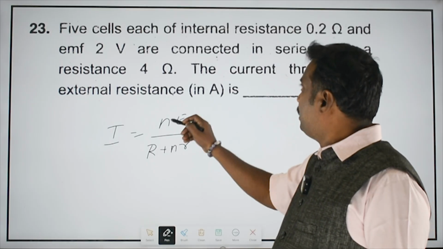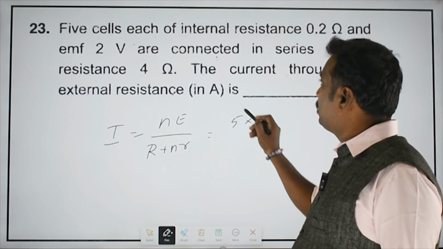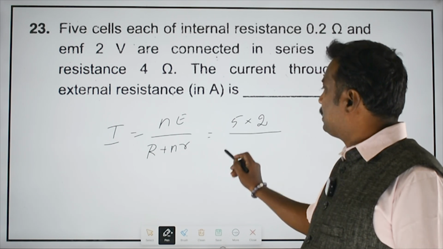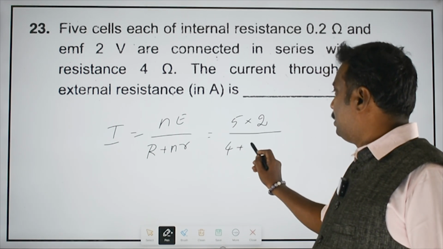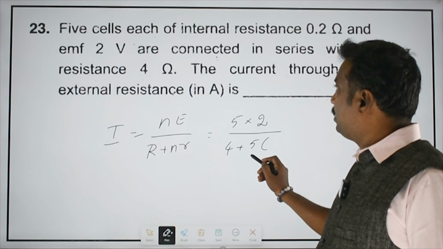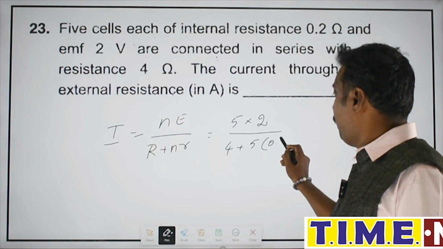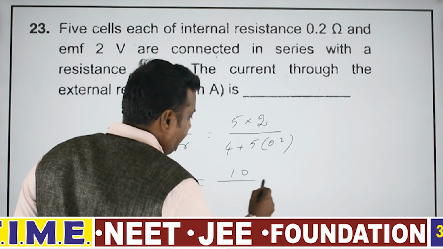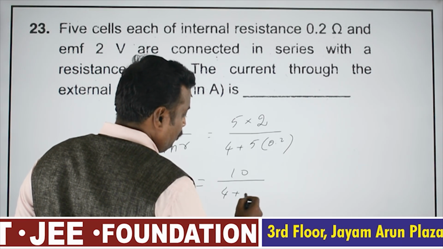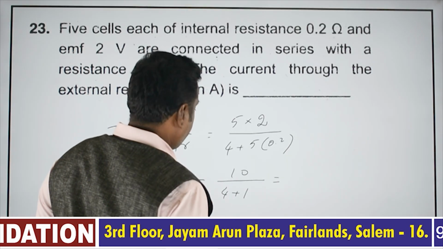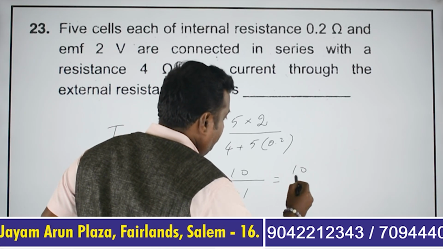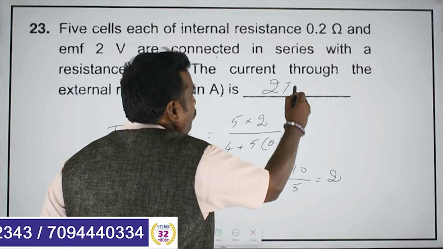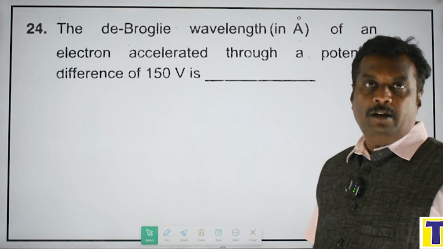So let me do it. N, the number of cells, is 5. The EMF of one cell is 2 volt, so I put 2. Capital R value is 4 plus 5 into r, whose value is 0.2, right? So what will be our answer? 5 into 2 is 10. 10 divided by 4 plus 5 into 0.2, which is 1. 10 by 5 is 2. So the right answer will be 2 ampere. Okay, let's go to the next question.